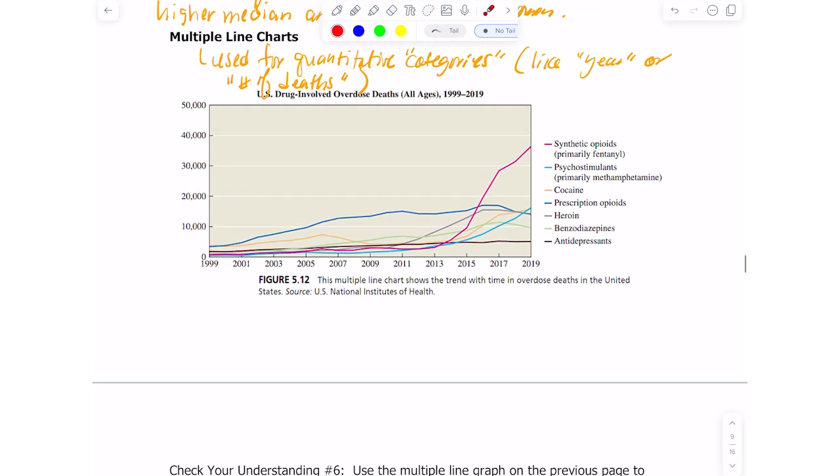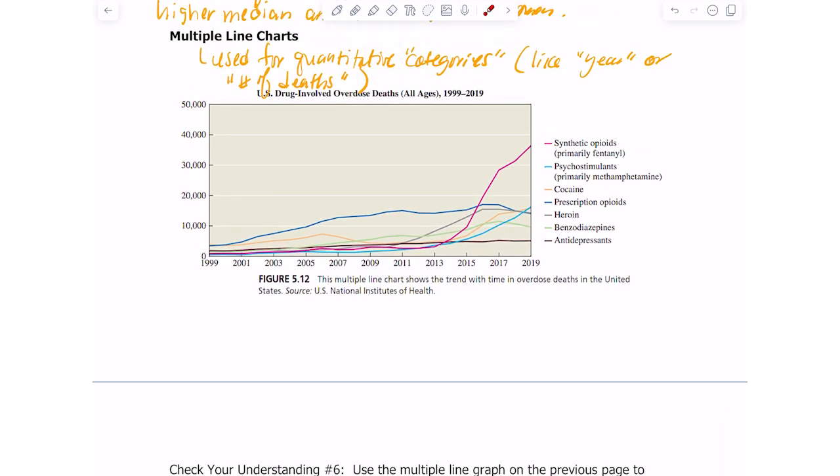So as of 2019, if I look at the graph, I can easily see that synthetic opioids, so primarily fentanyl, was the leading cause of deaths in the United States. And I know this because it's higher than the other ones. I can also see that for some of the other drugs, the number of deaths started to decline in 2019. So it looks like they were going down. Now, we don't know if they continued to decrease because we can't see anything after 2019.